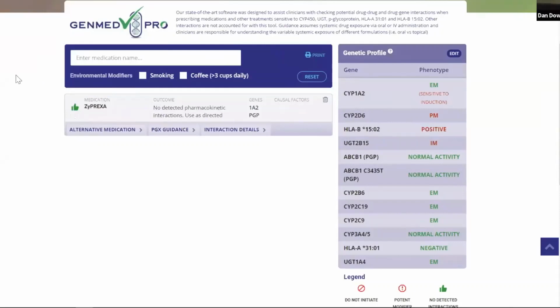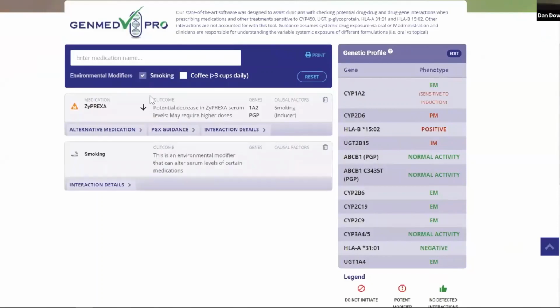But many of you are probably aware that smoking status can interfere with olanzapine blood levels. So if we were to click this smoking button right here, you see that changes your output. Now we expect lower blood levels of olanzapine. And this is actually a pretty significant interaction. We would call it moderate. You can see blood levels of olanzapine drop by 50% in smokers who have this particular genotype.